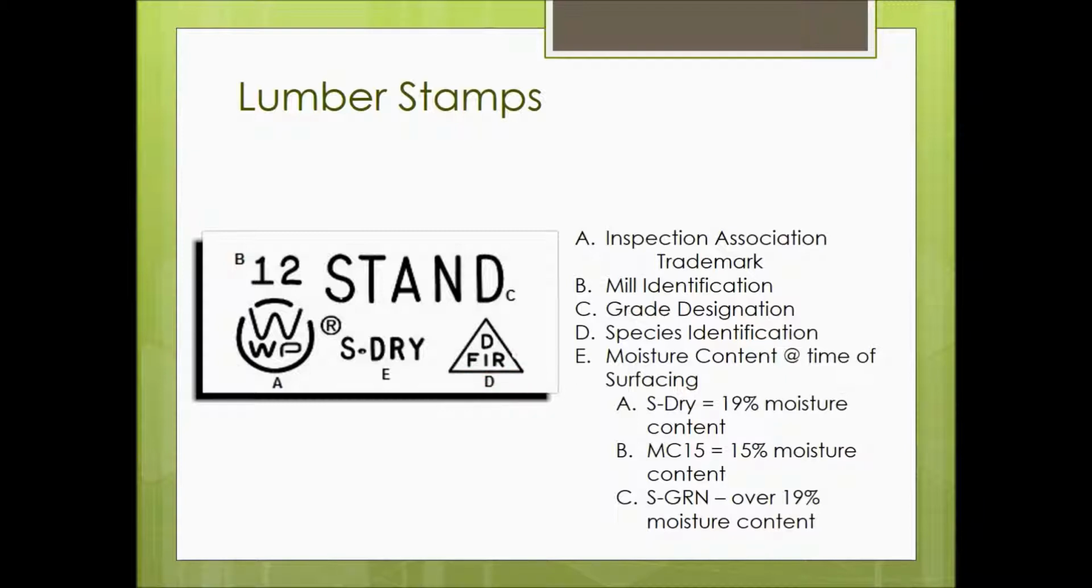Moisture content at the time of surfacing. S-dry, you can look over here, S-dry means 19% moisture. MC15 is 15% moisture. And S-GRN, you can think of it as green, has got over 19% moisture content.